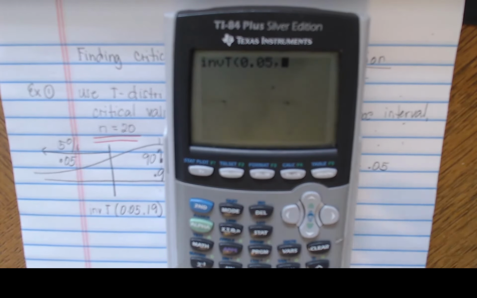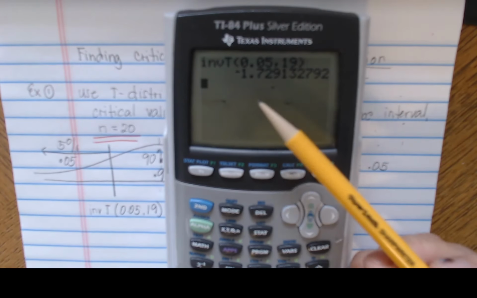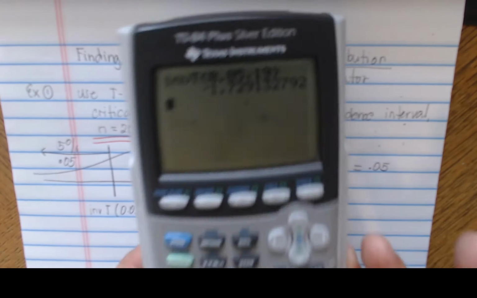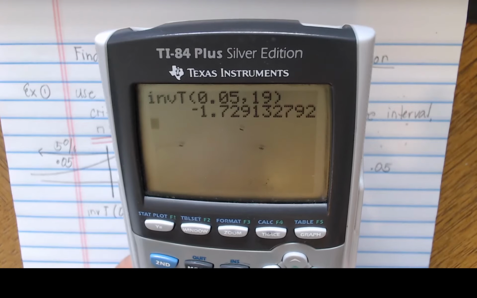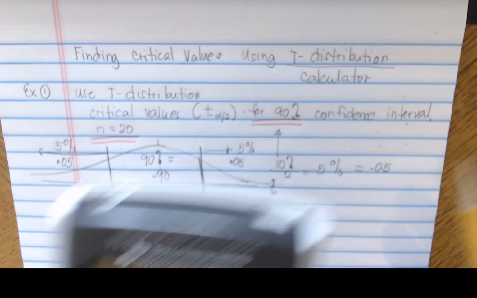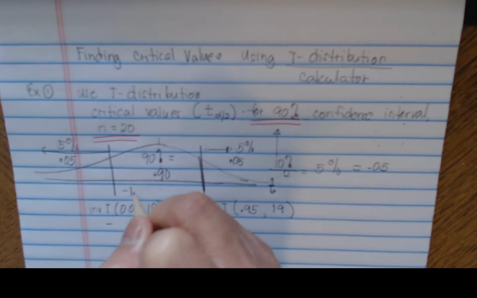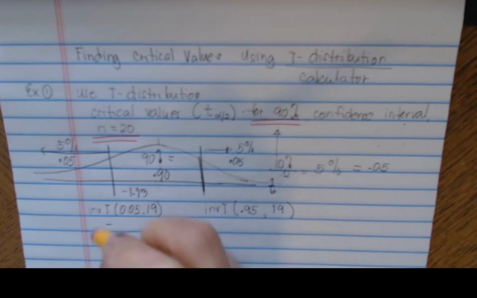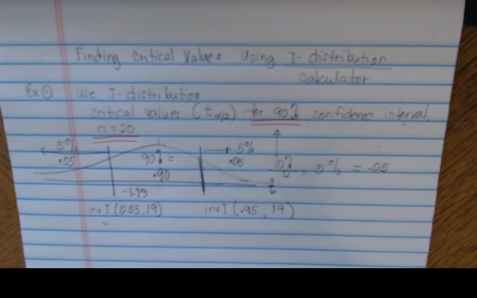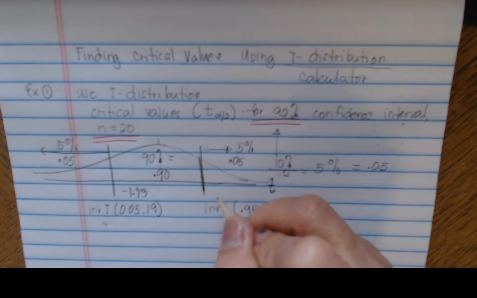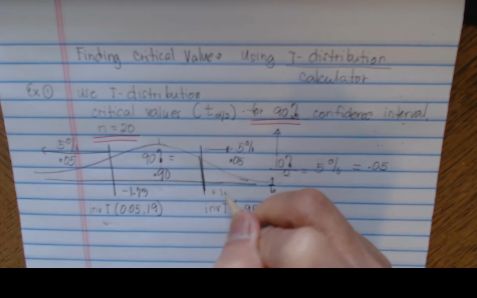well, our n is 90. No, our n is 20. 20 minus 1 is 19. Then you'll get negative 1 point, we're just gonna round this up, 1.73, negative 1.73. So this is negative 1.73. And then you know that it's symmetrical, so this becomes positive 1.73.